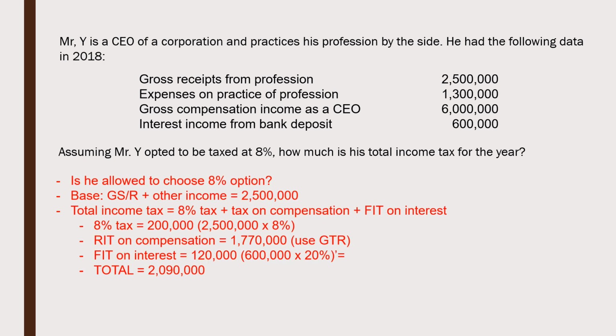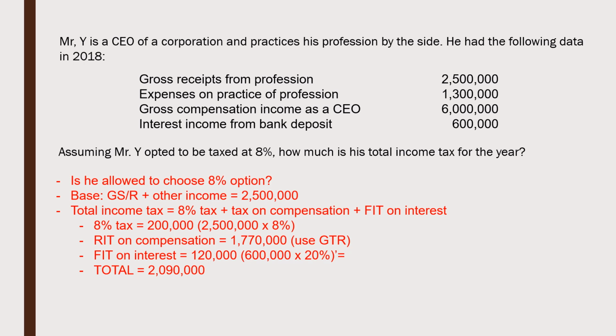The first question we ask is, is he allowed to choose the 8% option? The base will be gross sales receipts plus other income, which is only 2.5 million, and this does not exceed the 3 million threshold. We do not include the interest income from bank deposit because this is subject to final income tax. So the types of tax are the 8% tax on the gross receipts from profession, which is 2.5 million times 8% equals 200,000.